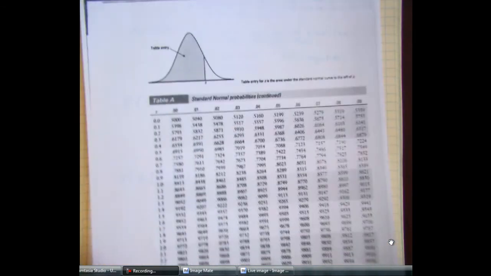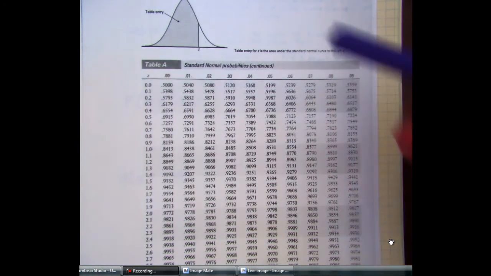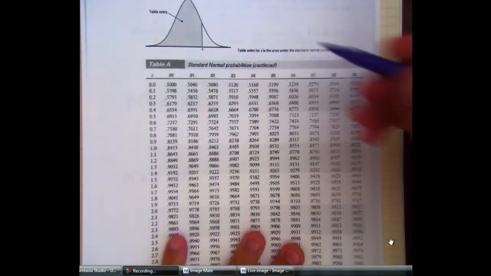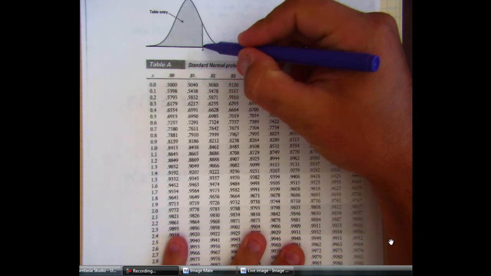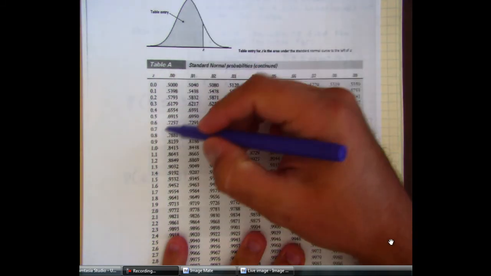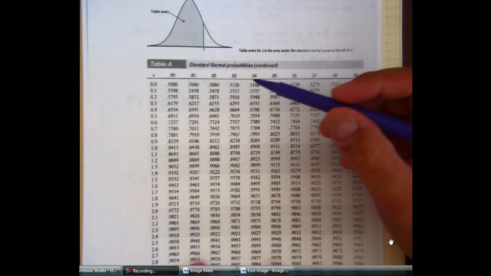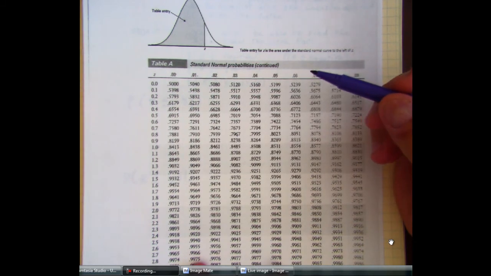Another thing that you'll need is a table like this. In this table are the standard normal probabilities. What this table represents is all areas that are less than a number on the table. When you find your z-score, you're usually going to have a z-score with 2 decimal places, up to the hundredths place, and you also may have a ones place.